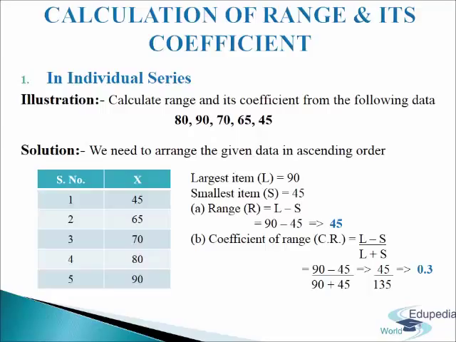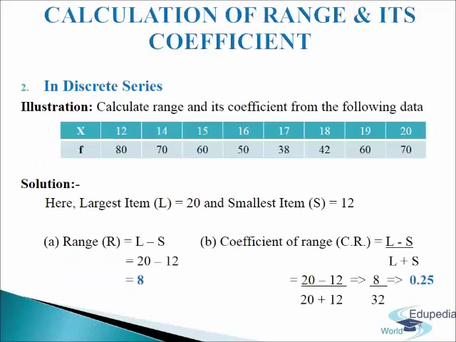First we will calculate range. R is equal to L minus S. L is 90 here and S is 45. So after deducting 45 from 90, we will get 45 as the range. Next we will calculate coefficient of range. We will write the formula, that is CR equals L minus S divided by L plus S. After putting in the values and calculating, we will get 0.3 as the coefficient of range. This is how we calculate range and its coefficient in individual series.